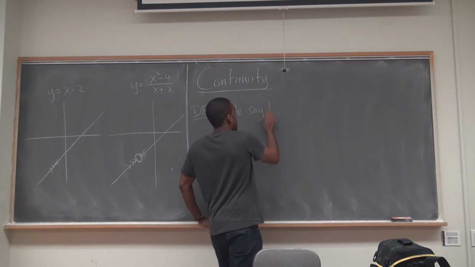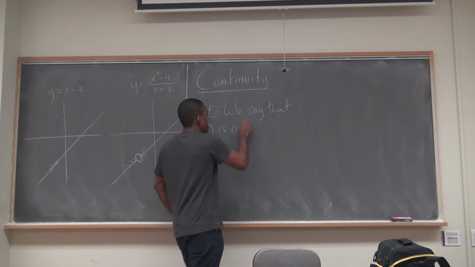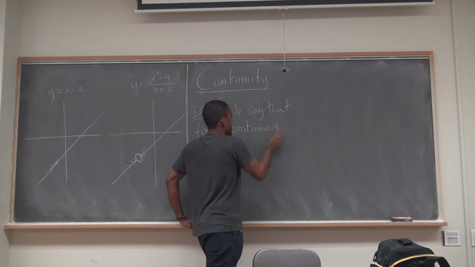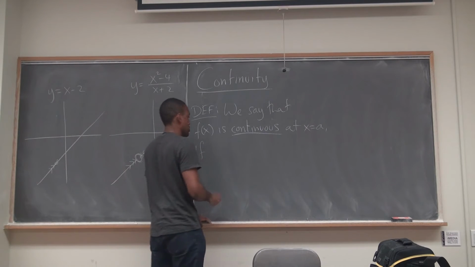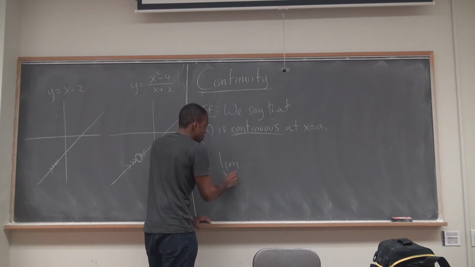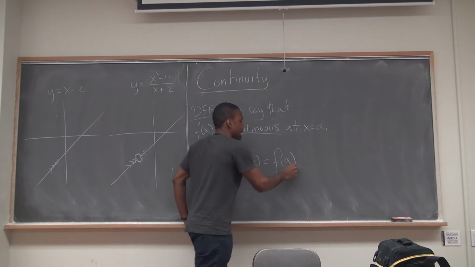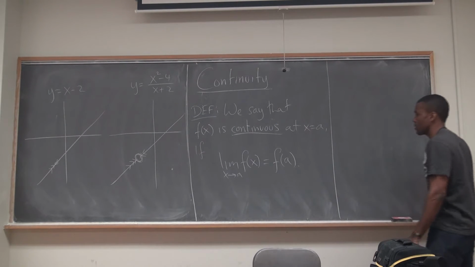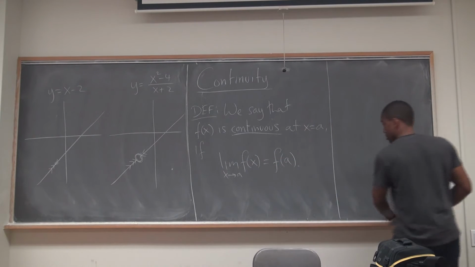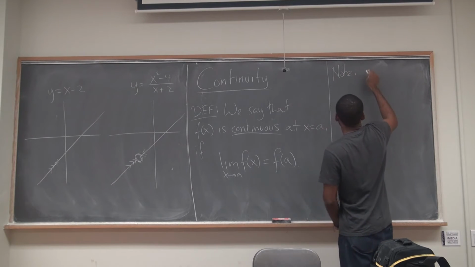We say that f of x is continuous at x equals a if the limit as you approach a of our function f of x is actually equal to the value of the function at that point. Three things need to happen here.